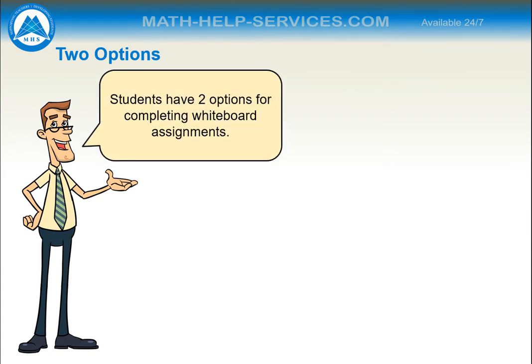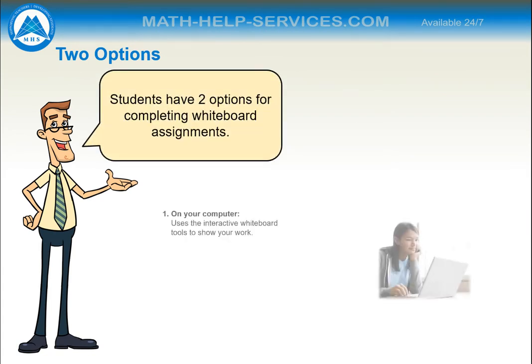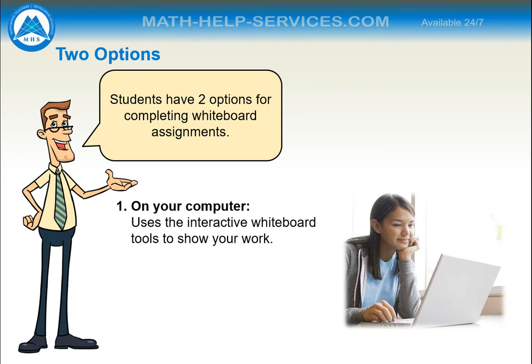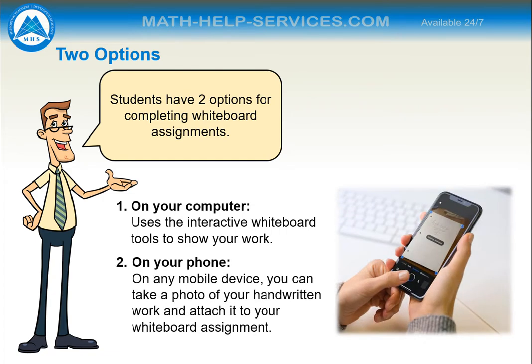Students have two options for completing whiteboard assignments. First, on your computer, use the interactive whiteboard tools to show your work. Second, on your phone. On any mobile device, you can take a photo of your handwritten work and attach it to your whiteboard assignment.